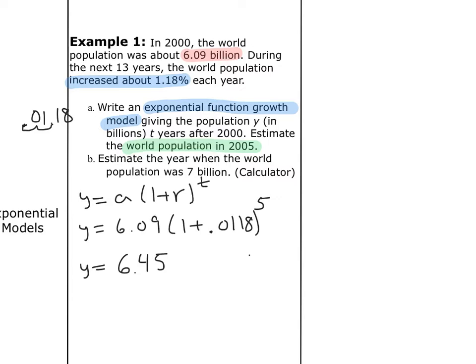6.45. Now remember, if you do not write units, this number means nothing, because think about it. If I didn't write units, are you talking about 6.45 people? No, I'm talking about 6.45 billion. I'm talking about a billion people. Imagine if you messed that up.